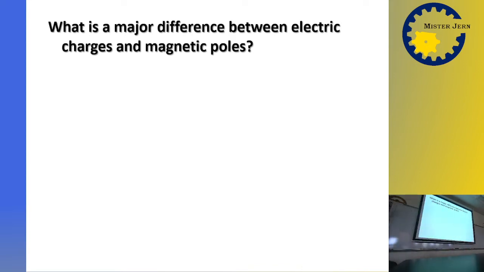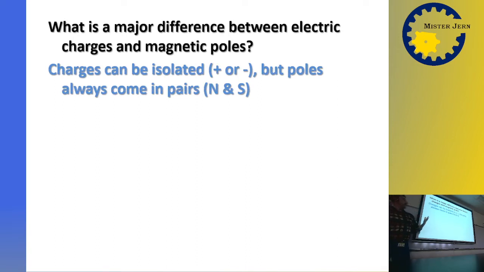All right. So definitely important to know the major difference between electric charges and magnetic poles. And probably one of the main differences is, first of all, they are not the same. They kind of interact with each other 90 degrees to each other, but they're not the same. And so probably the main difference that you need to be aware of is that charges can be isolated. You can have a positive charge all by itself. You can have a negative charge all by itself. But the north and the south poles cannot be separated from each other. If you have a north pole, you will always have a south pole.